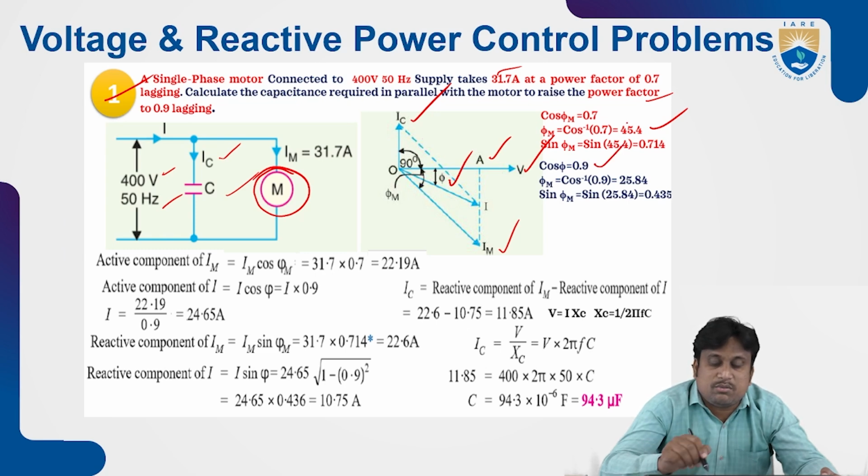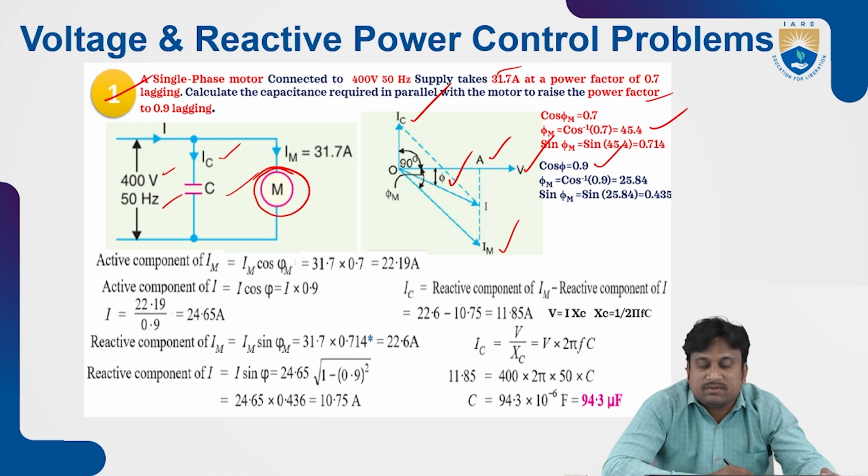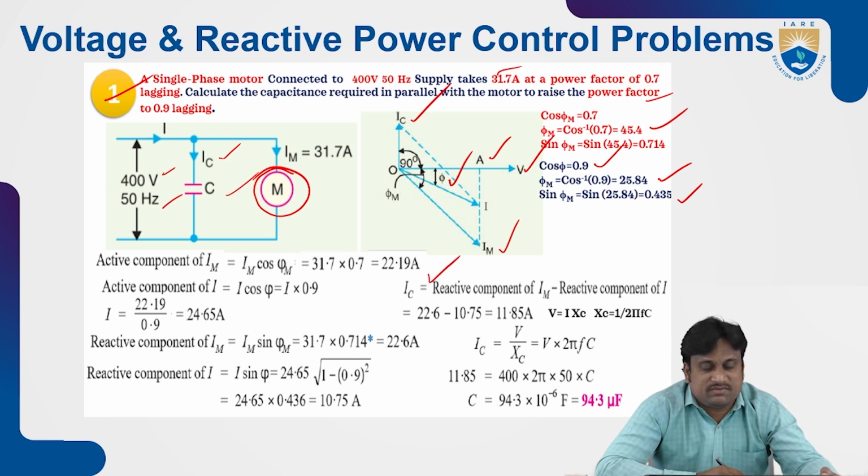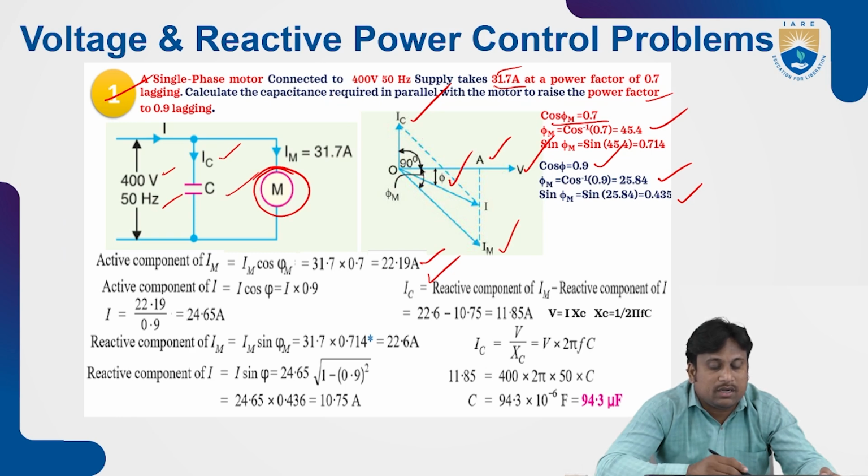So cos phi m is 0.9 means phi m becomes cos inverse of 0.9. Then the phi m value is about 25.84. Sin phi m becomes sin of this 25.84, which gives 0.435. The active component Im becomes Im cos phi m, where Im is about 31.7. That is already given. With this, cos phi m is 0.7, which we already have from the above relation. So this product gives 22.19 amps.